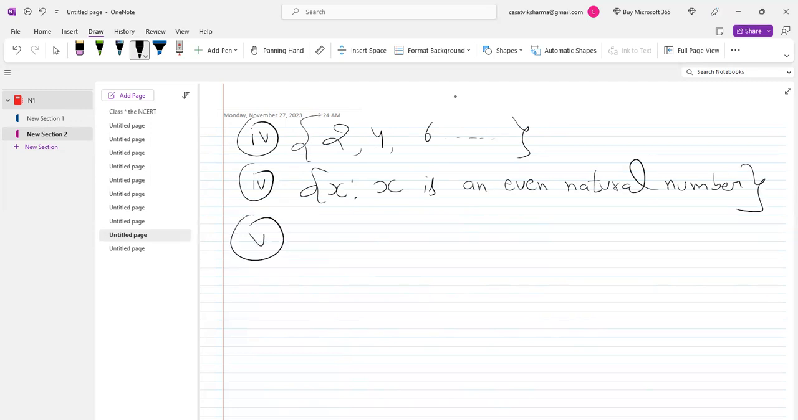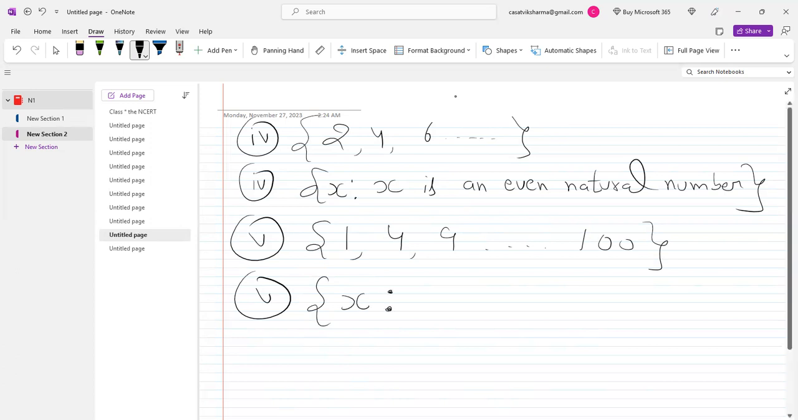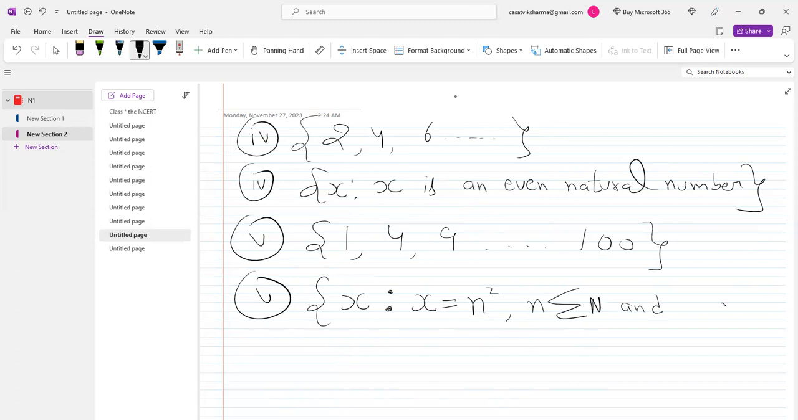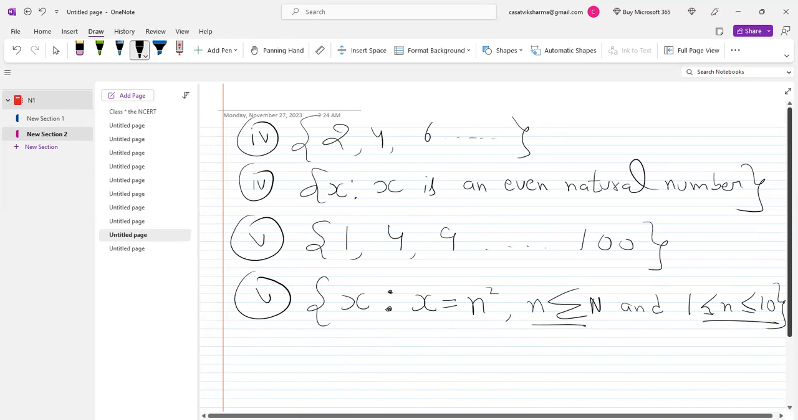Okay. Fifth part. 1, 4, 9, up to 100. This is a definite set. x such that, what is x? This x equals n squared. And what is n? n is a natural number, and this little n is greater than or equal to 1, less than or equal to 10. Defined. Fifth part is done.